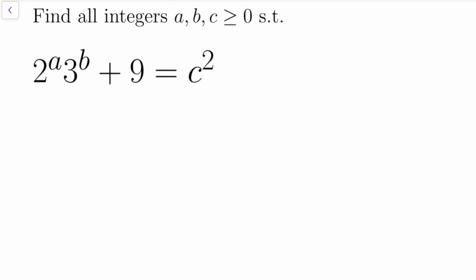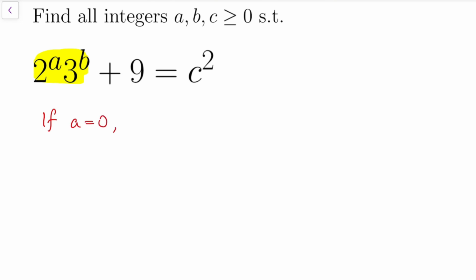I'm going to first check whether a or b can be equal to 0. I'm not going to do that for c because we know that 2^a times 3^b is always a positive number. When it's added to 9, it's also positive. So c, given that it's non-negative, can only be positive.